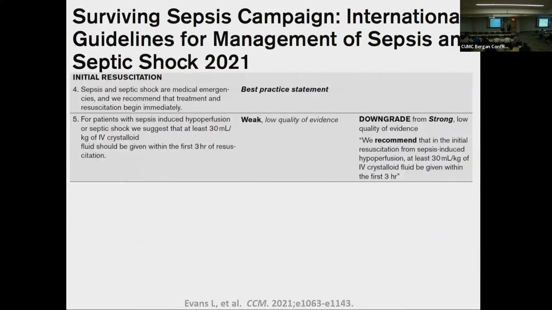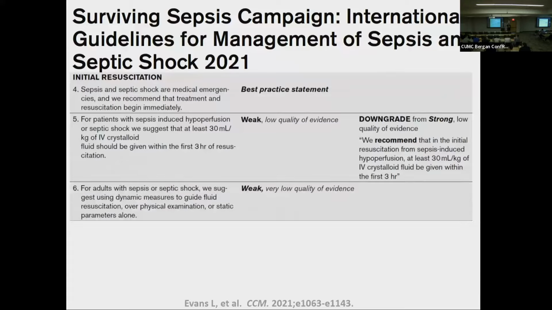So where are we now? This is 2021, still a recommendation that you give 30 mL per kilo of IV crystalloid within the first 3 hours. They actually downgraded the recommendation from 2016. In 2016, they said it was a strong recommendation with low quality of evidence. Now they say there's still low quality of evidence. It's based off of one trial, essentially, that showed a difference. But they give it a weaker recommendation, but still in the guidelines. And probably something we need to study a little bit further if we can.